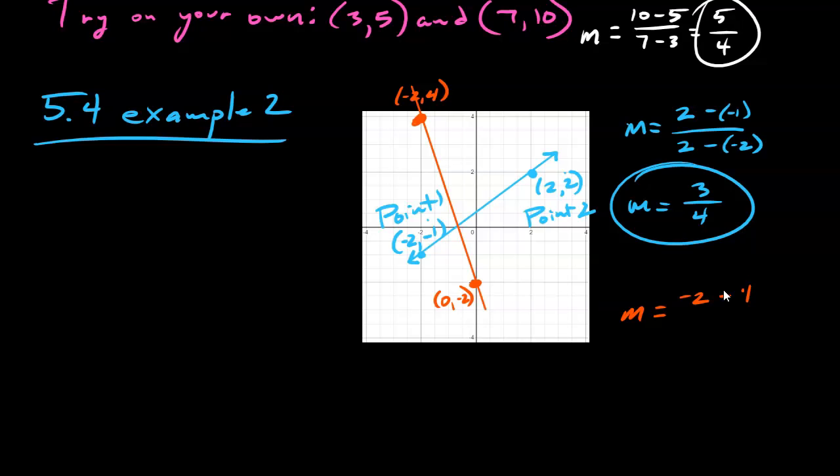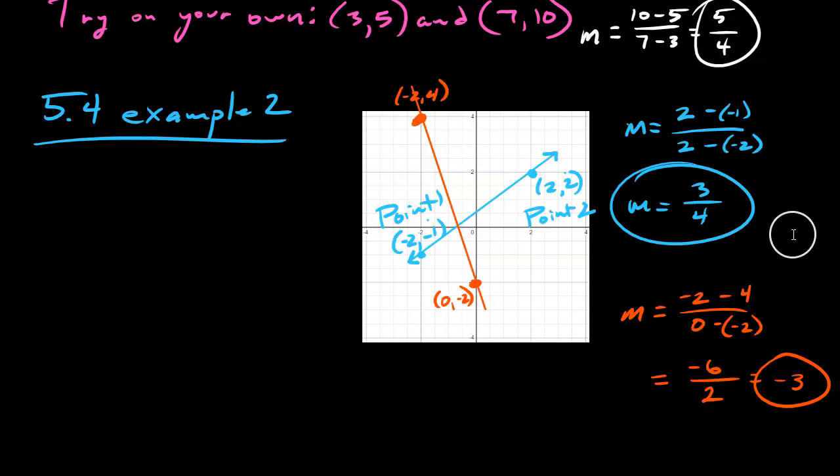Good start. Negative 2, but yes. And you could have done it the other order, where you could have done 4 minus negative 2, and then negative 2 minus 0. It still works, but correct. So negative 6 over 2. And so, Garrett, what do I get as my answer? Good. Look at that off the top of your head. Okay, good job.